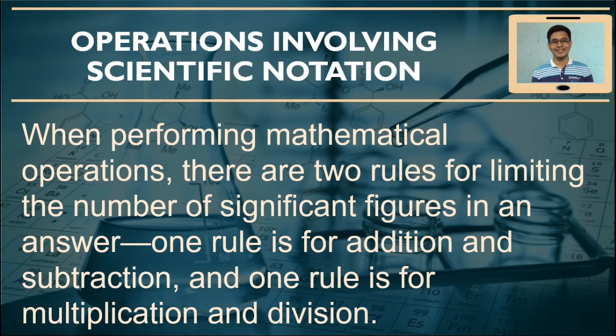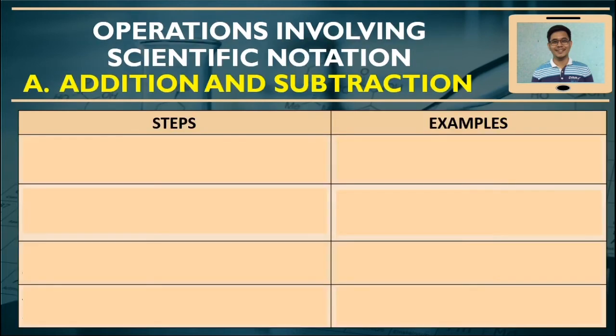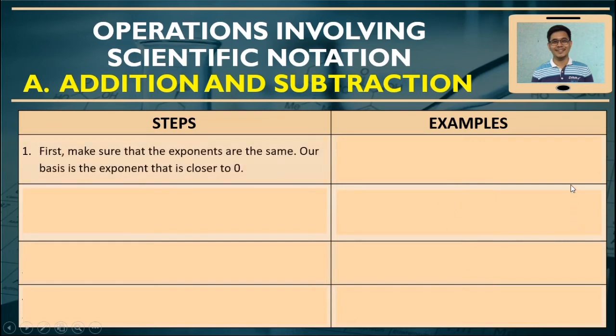And now let's have the rule for addition and subtraction of scientific notation. So let's have the 4 steps that are involved in addition and subtraction of scientific notation. And then in this column, we have the examples. So let's have the step number 1, which is make sure that the exponents are the same before you perform the indicated operation, and our basis is the exponent that is closer to 0. Just like here in our example, we can notice that the exponents are not the same, which we have here negative 3 and negative 1.